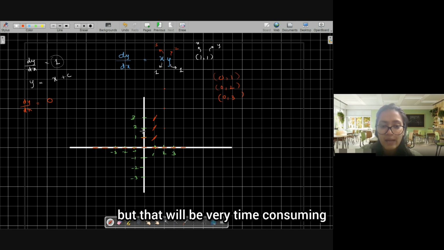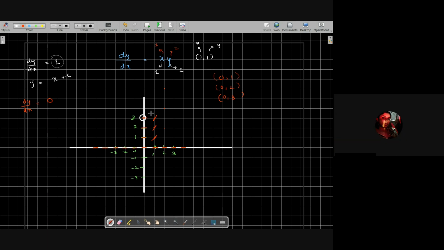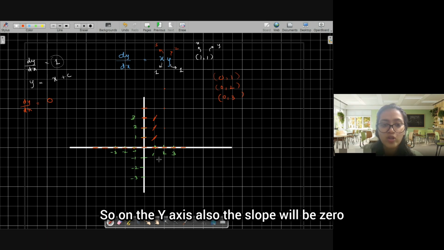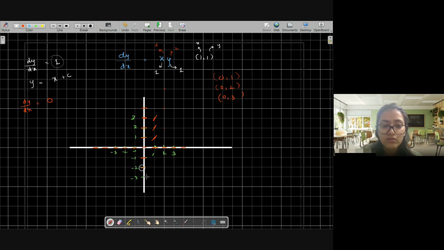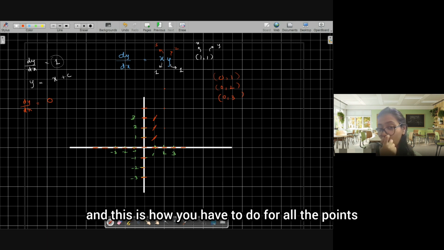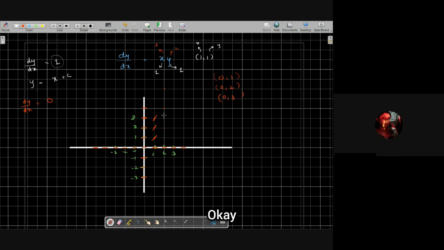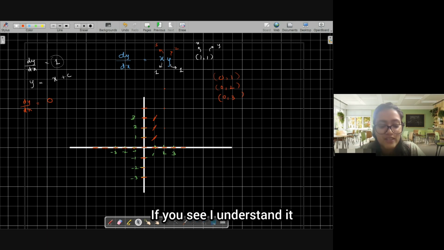But that will be very time consuming. So on the y-axis also the slope will be 0. And this is how you have to do it for all the points.